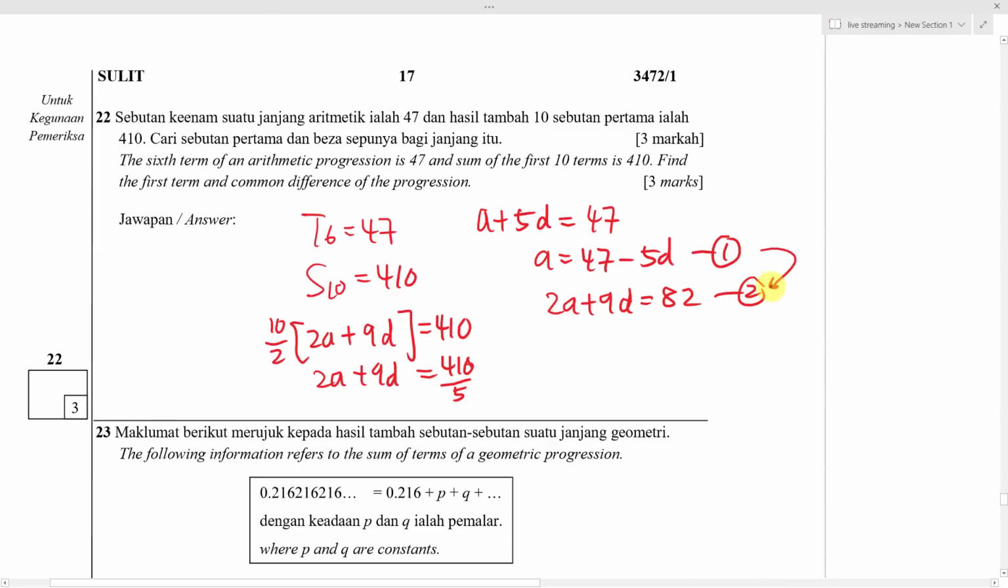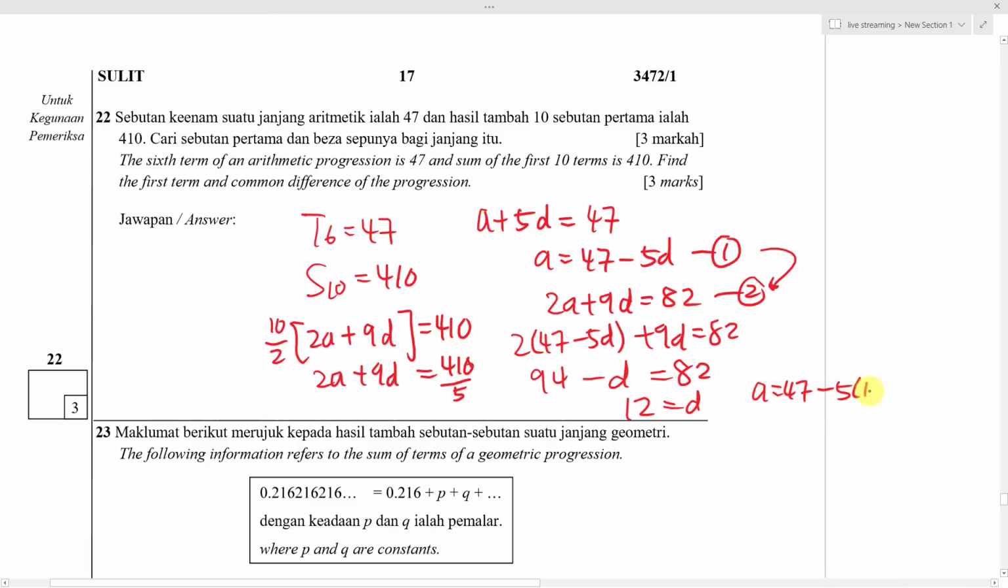For the second equation, sub the first equation into the second equation. 47 minus 5d plus 9d equals 82. So this is 94 minus 10d plus 9d, minus d, equals 82. So d equals 12. Is it? Yep. Then my a equals 47 minus 5 times 12, a equals 47 minus 60, a equals negative 13. Is it correct? I hope it is correct.